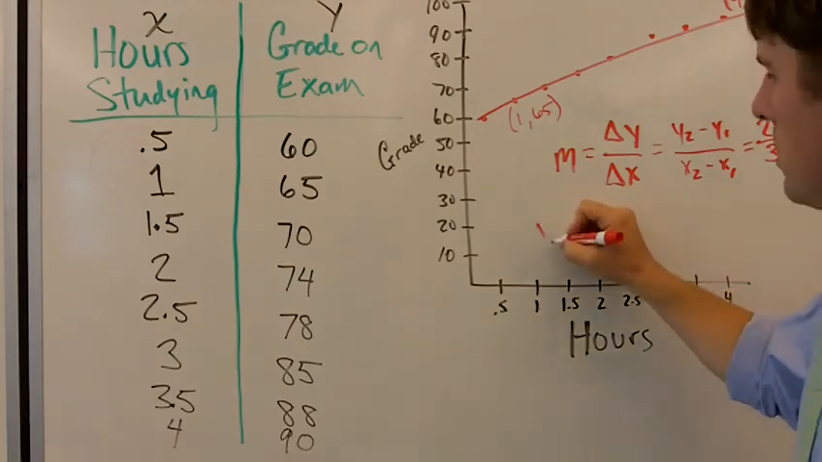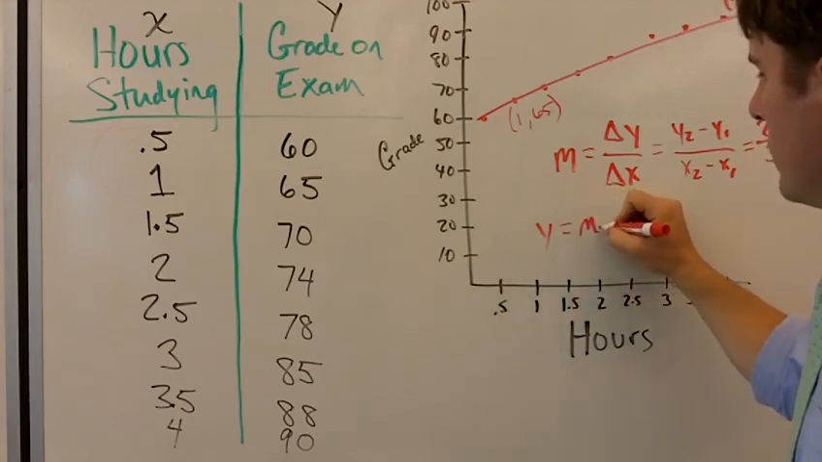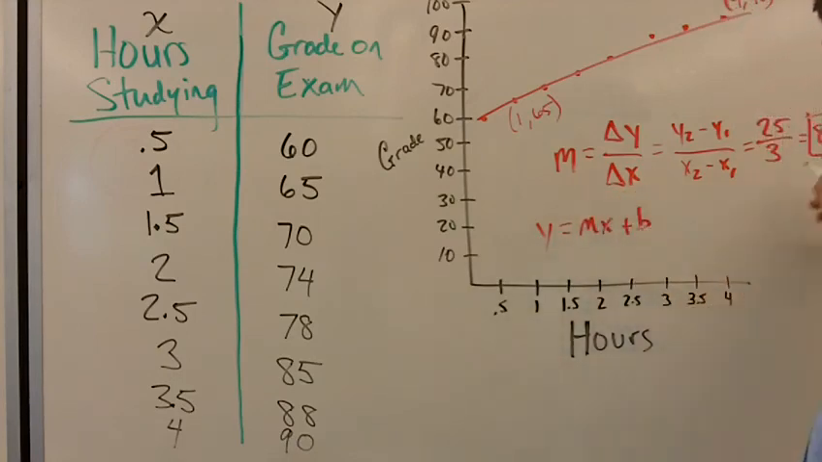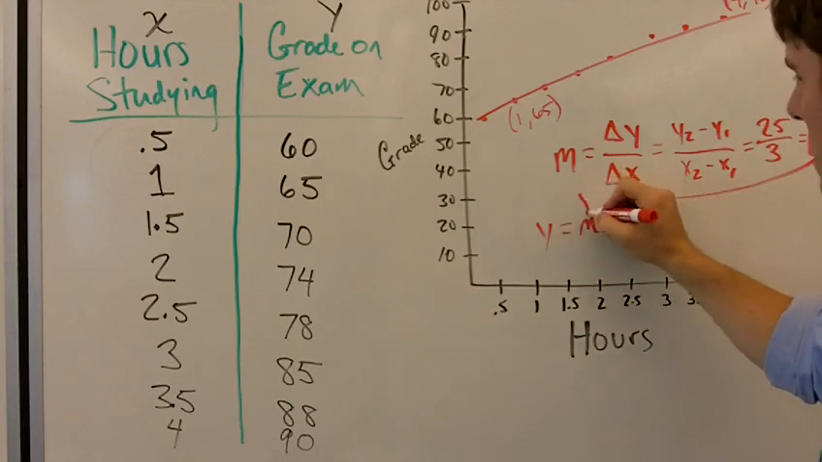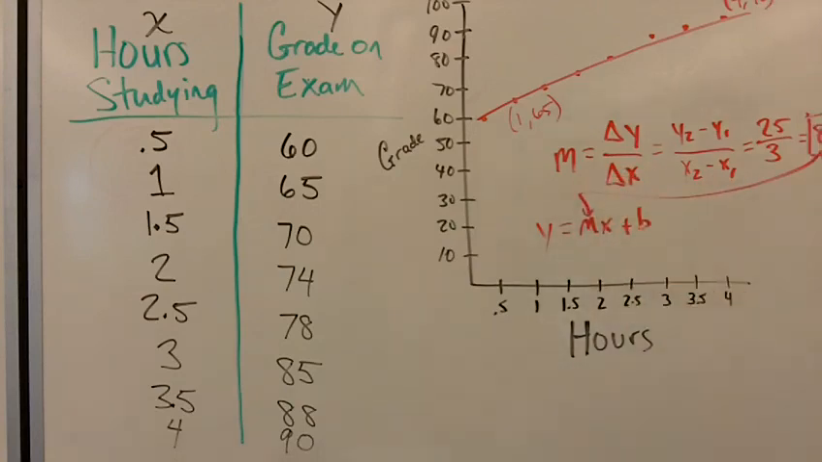If we have an equation that looks in this form, y equals mx plus b, the m is the slope, so this number would be right there, 8.3. What that means is, for every hour we spend studying, our grade on the final exam goes up an average of 8.3 points.